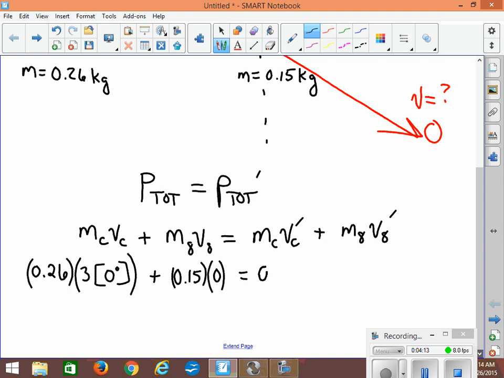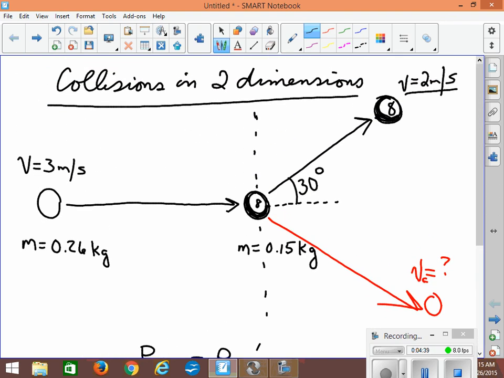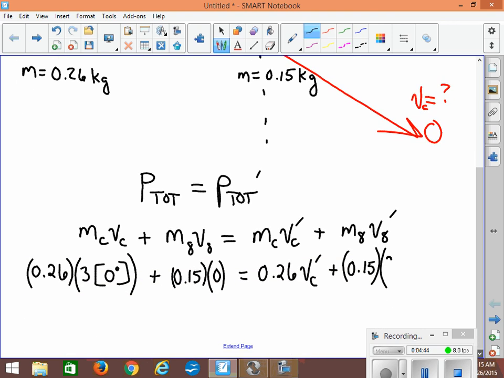Afterwards, the cue ball's mass does not change, but there will be a new velocity associated with it that I'm not sure about. That's what I put in red, right? Up here, velocity of the cue ball. And then afterwards, I can describe the 8 ball as 0.15 times its new velocity, which was, if we go back, 2 meters per second, at an angle of 30 degrees, which is in standard position already. So 2 meters per second at an angle of 30 degrees.